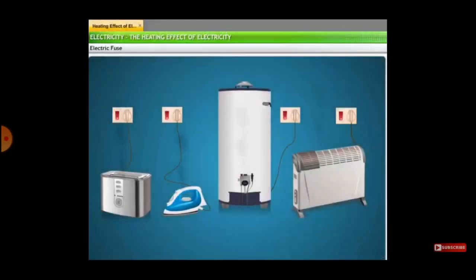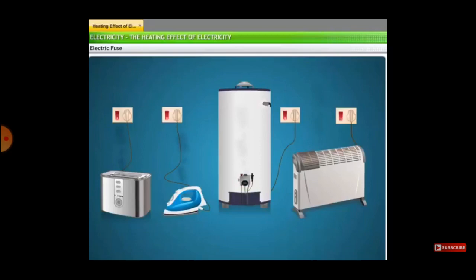We use the water heater in our home. The water heater and the room heater are made up of a coil. That coil is made up of an alloy called nichrome. So nichrome is mostly preferred as the heating element. This is because nichrome has a high resistivity and a high melting point.